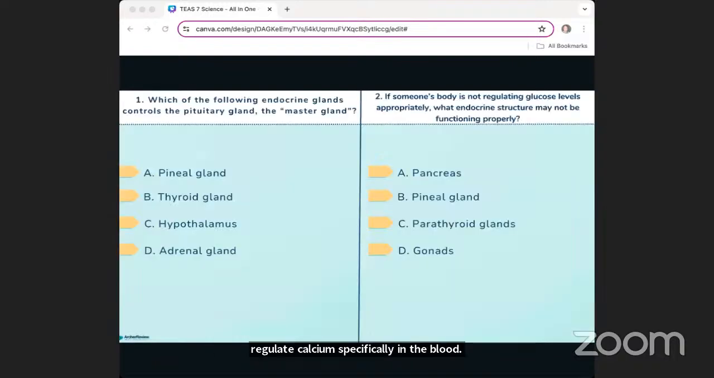All right, questions 1 and 2. Oh, we can have a small moment of celebration. The answer is not revealed for you on question 2. Thank goodness. Question 1. Which of the following endocrine glands controls the pituitary gland, or that master gland? What controls that? Question 2. If somebody's body is not regulating glucose levels appropriately, what endocrine structure may not be functioning properly? You've got 2 questions. I'll give you 2 minutes to think about your answers.